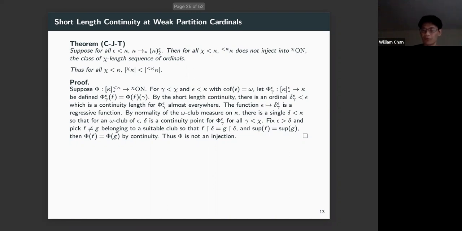So then just pick a sufficiently large epsilon greater than this delta, find any two f and g so that f and g agree up to delta, this common continuity point. They share the same sup, but they're not the same functions. By continuity, because they agree up to that continuity length and have the same sup, we have that phi of f must be phi of g, but f is not equal to g, so this implies that phi is not an injection, right? So what we've shown is that there is no injection from kappa to less than kappa into chi-length sequences of ordinals.